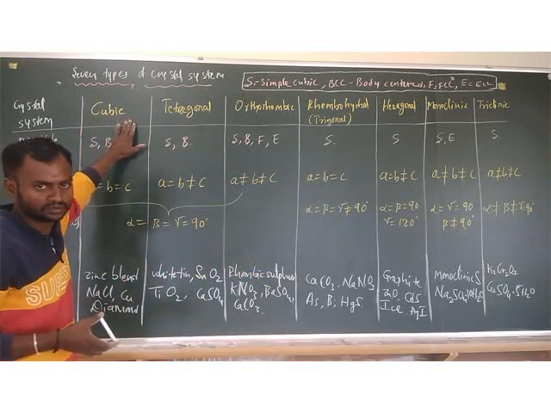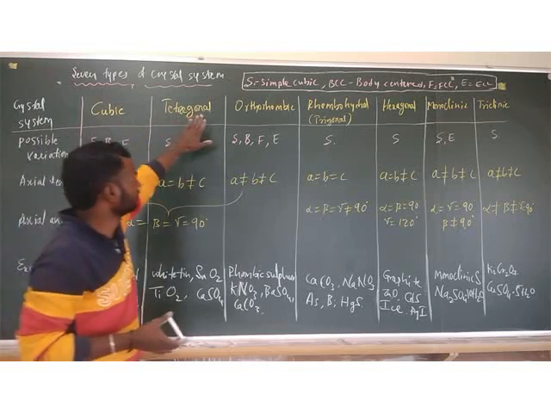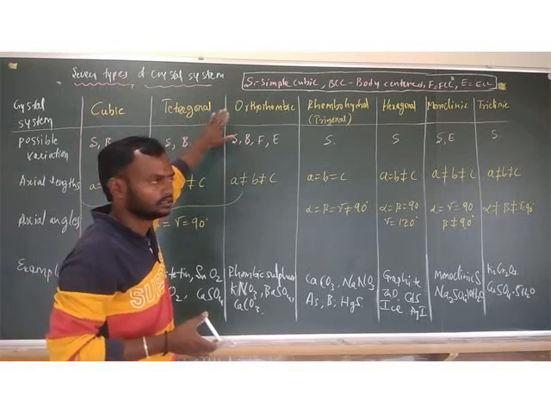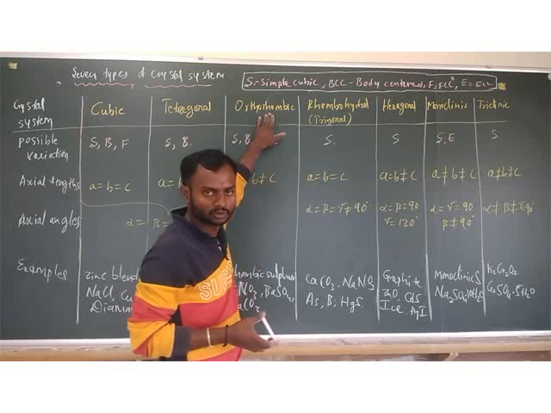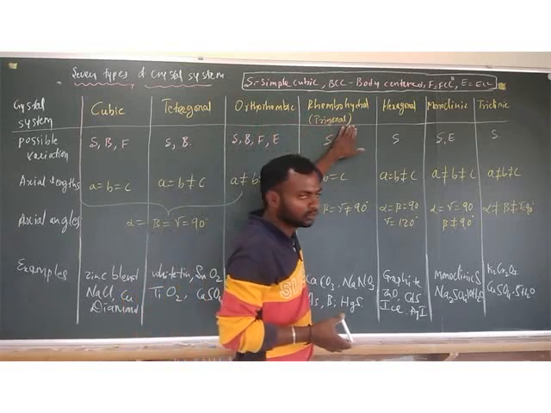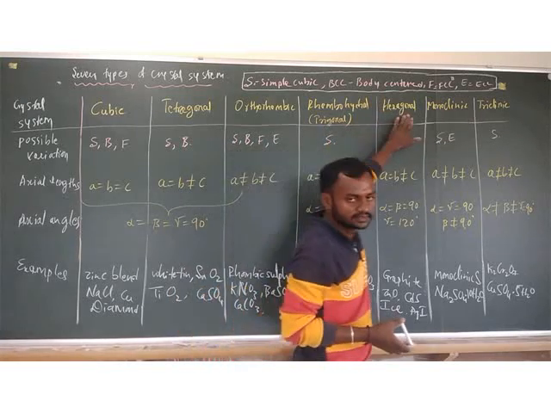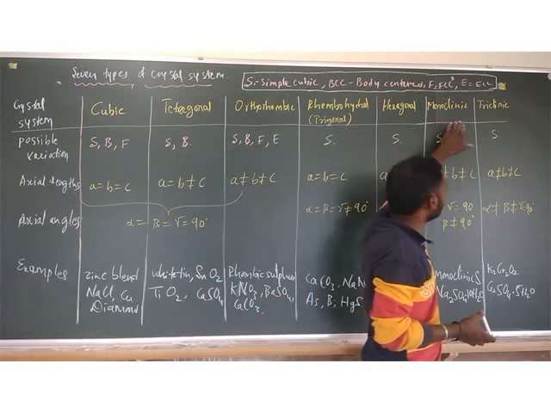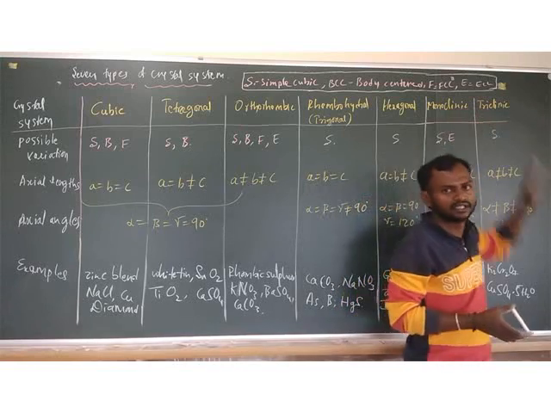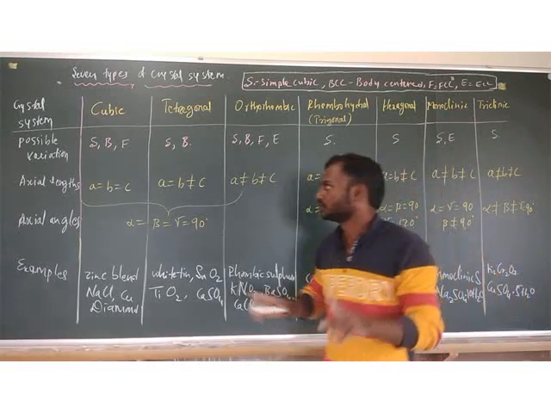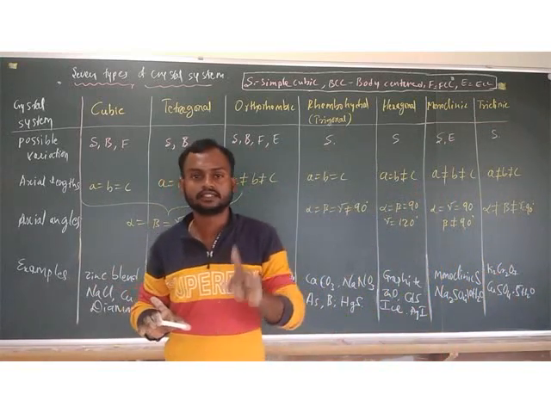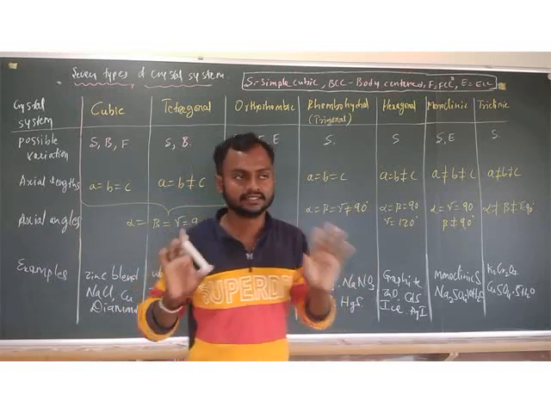One is the cubic unit cell. Second one is the tetragonal unit cell. Third one is the orthorhombic unit cell, rhombohedral or trigonal, hexagonal, monoclinic, triclinic. There are 7 types of crystal systems.